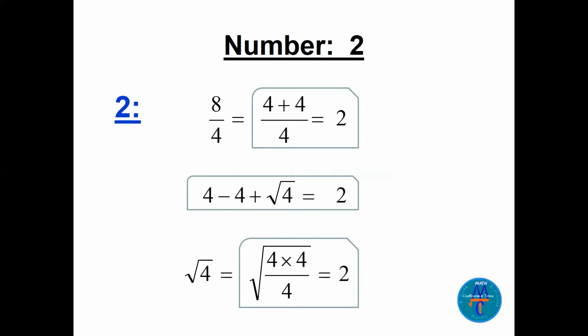Now, also I can say 4 minus 4 plus square root of 4. 4 minus 4 is 0. That's the second one here. 4 minus 4 is 0 plus square root of 4 is 2. So that's 3 4s to make 2.